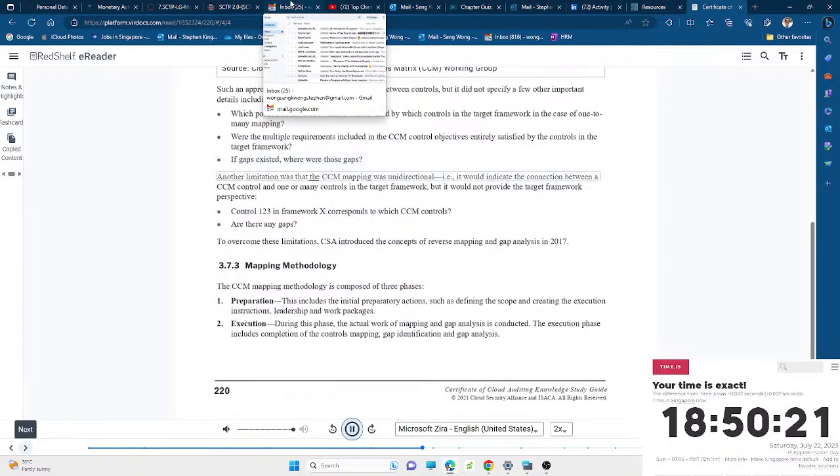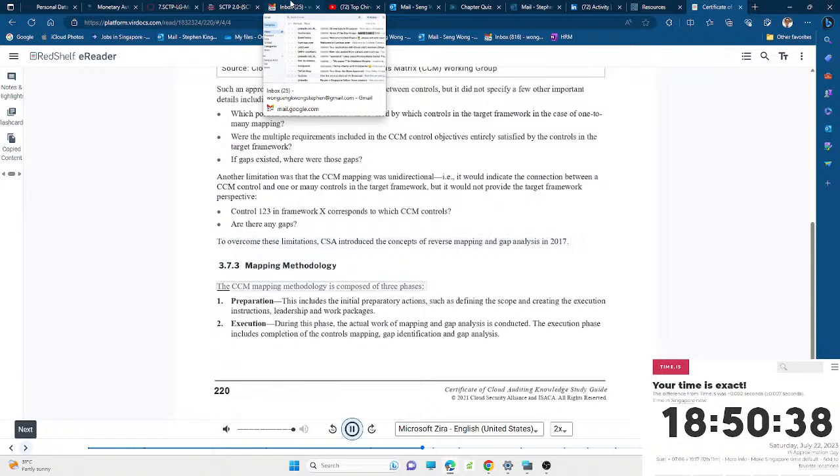Another limitation was that the CCM mapping was unidirectional, i.e., it would indicate the connection between a CCM control and one or many controls in the target framework, but it would not provide the target framework perspective. Control 123 in Framework X corresponds to which CCM controls? Are there any gaps? To overcome these limitations, CSA introduced the concepts of reverse mapping and gap analysis in 2017.